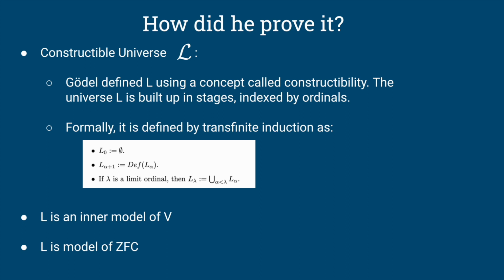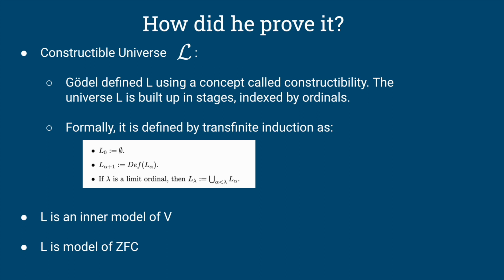And then one final remark about L, which is very important for our proof, is that L is a model of ZFC. What this means is that the axioms of ZFC hold in this constructible universe L. So the axiom of regularity, extensionality, axiom of the empty set, axiom of pairing, axiom of union, axiom of infinity, axiom of separation, replacement, axiom of power sets, axiom of choice. Hopefully I'm not forgetting any, but basically all the axioms of ZFC hold in L.